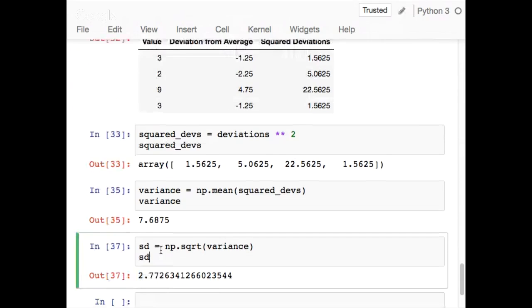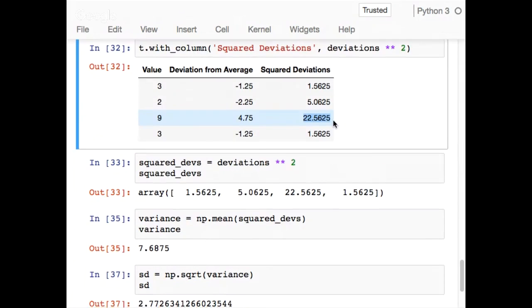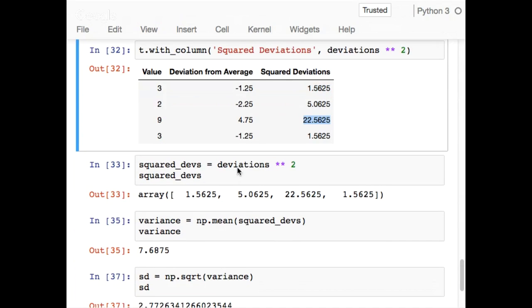But if you notice here, if this 9 were instead, let's say, 109, then this deviation would be really big, right? And the squared deviation would also be really big, which means that my standard deviation will also go up by a lot. So indeed, if my data are close together, then my standard deviation will be smaller. If my data are really far apart, my standard deviation gets bigger. So that gives us some measure. Basically, we can say the bigger the standard deviation, the more spread out my distribution.